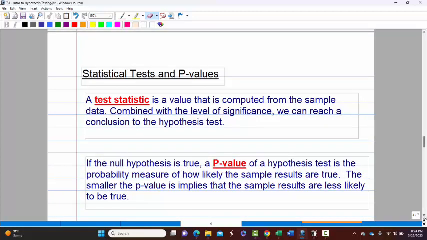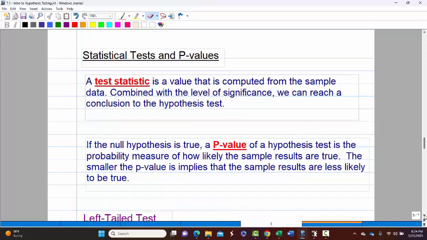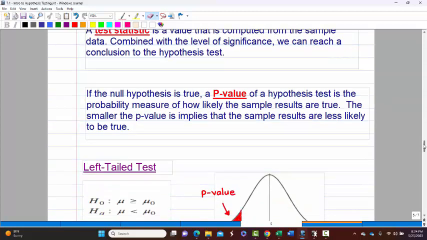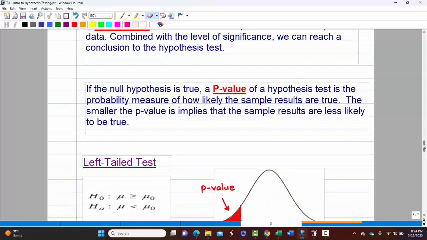Now, statistical test and p-value. That's what we're going to be getting into more in the next section. A test statistic, which you're going to see, combined with the level of significance, when we start having numbers where we're making our calculations, is going to lead us to the conclusion, meaning, are you going to reject that H0, or are you going to fail to reject that H0? And a value that we're also going to see from the calculations is called a p-value.